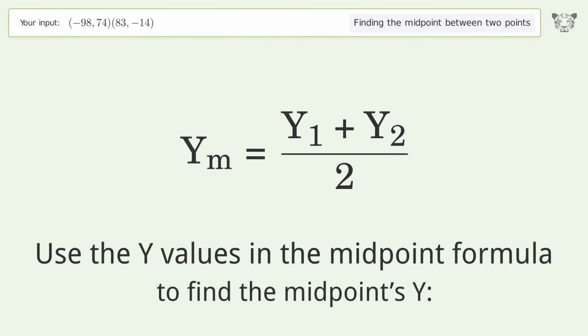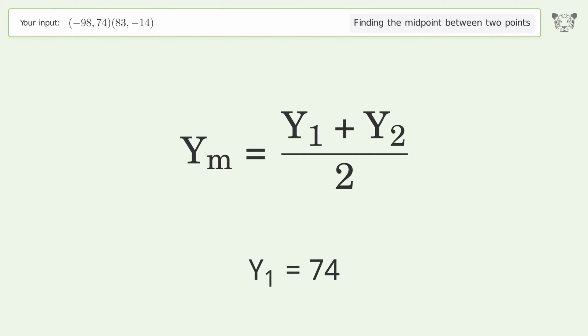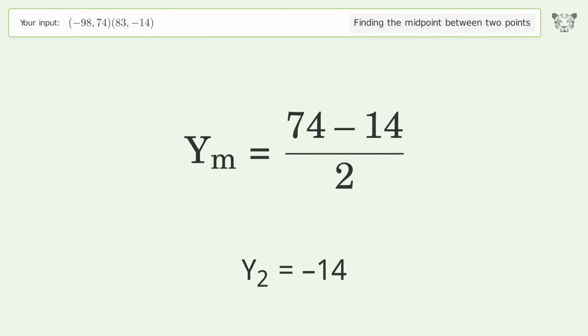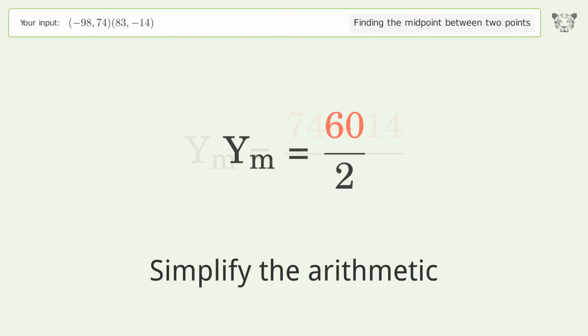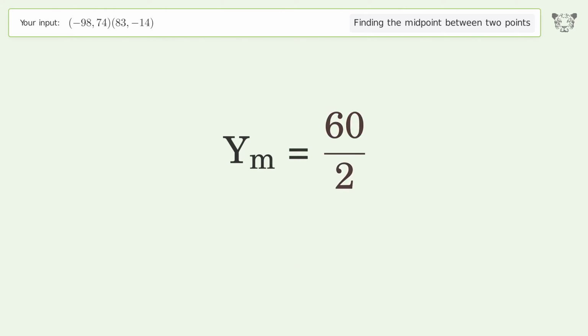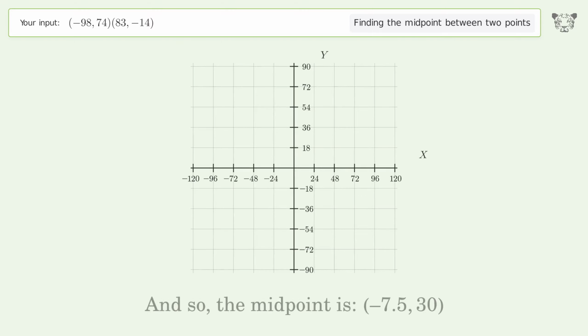Use the y values in the midpoint formula to find the midpoint's y. y1 equals 74. y2 equals negative 14. Simplify the arithmetic. And so, the midpoint is negative 7.5, 30.